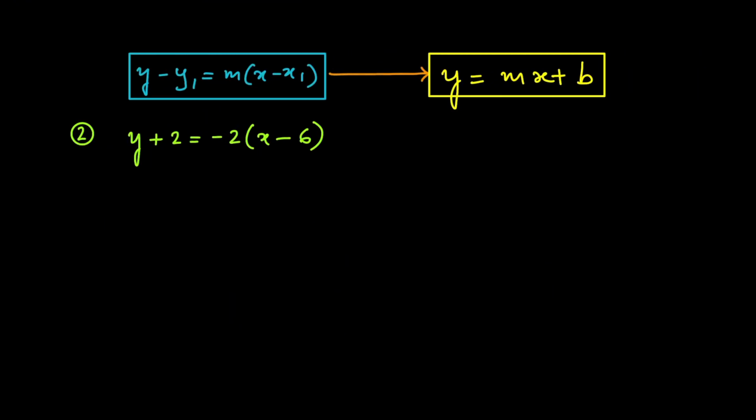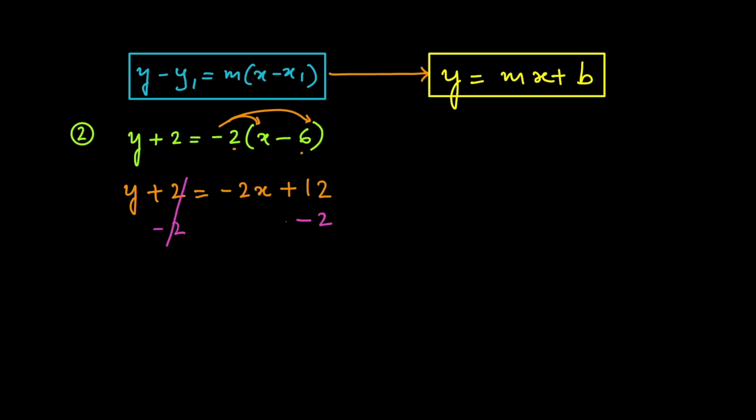Now example 2. In this it is y plus 2 equals minus 2 times x minus 6. So first step, we distribute the right side. So y plus 2 equals minus 2 times x and minus 2 times minus 6. So it is minus 2x, and minus times minus is plus, so 2 times 6 is 12. Then it's always the method that we have to isolate the y. So for that we subtract 2 on both sides.